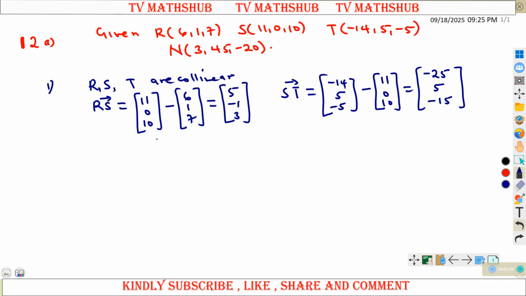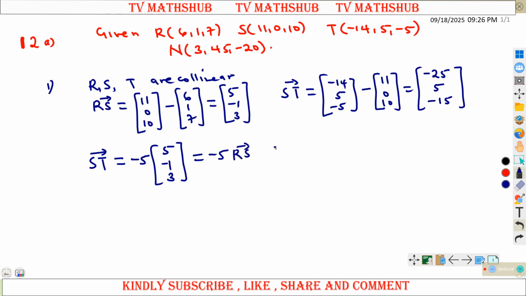So our interest is to see whether we can get one vector in terms of the other. Let us consider ST and see whether we can get it in terms of RS. So ST is (-25, 5, -15). We can see the common factor is -5. When we pull out the -5 from this expression, we remain with 5, -1, and 3. What does that imply? When you look at this and RS, they are actually the same. So this is the same as having -5 RS.